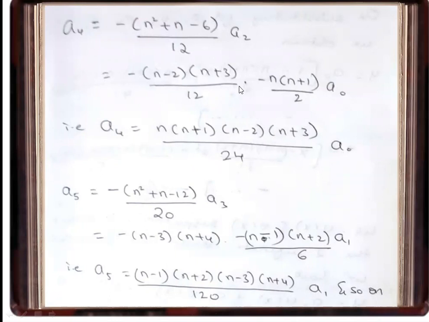So if you simplify further, minus into minus becomes plus, n into (n plus 1) into (n minus 2) into (n plus 3) divided by 12 into 2 is 24, into a naught. So a4 also we have got in terms of a naught.